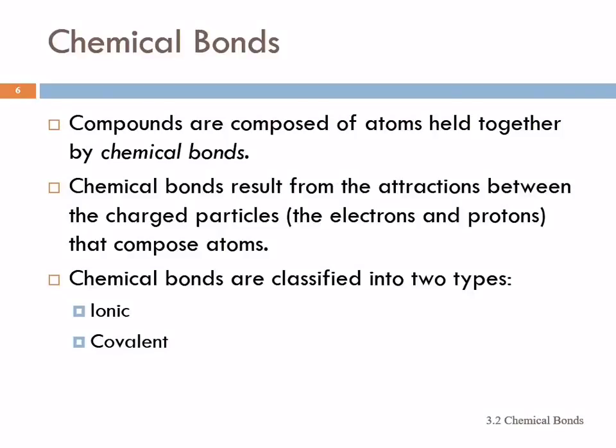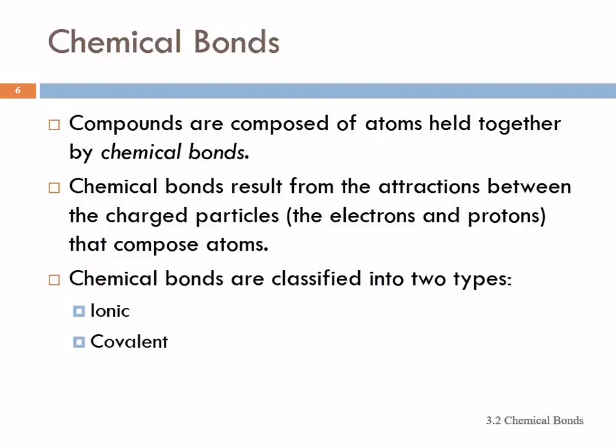So compounds are composed of atoms that are held together in definite proportions. What's holding those together? We call that a chemical bond: the forces that hold together two atoms in a molecule. Chemical bonds come about because of attractions between charged particles.